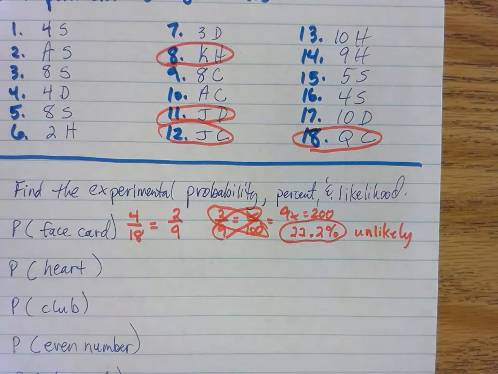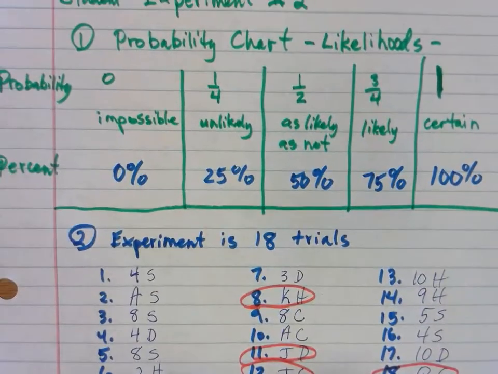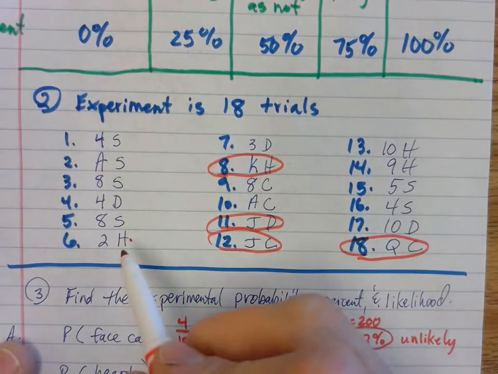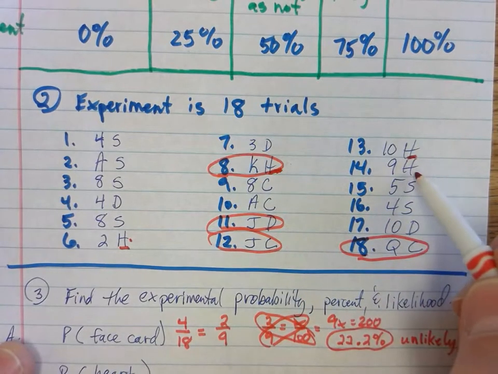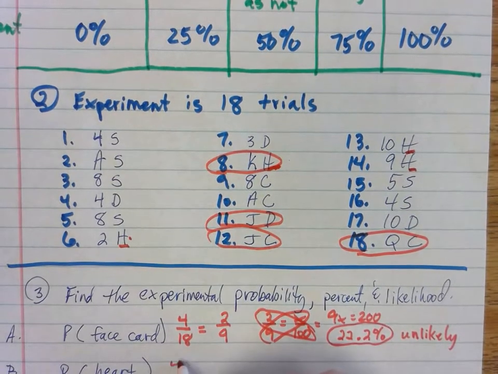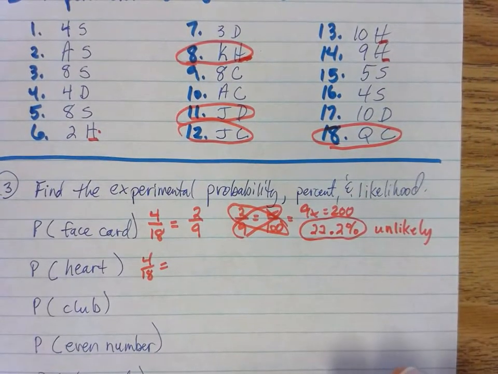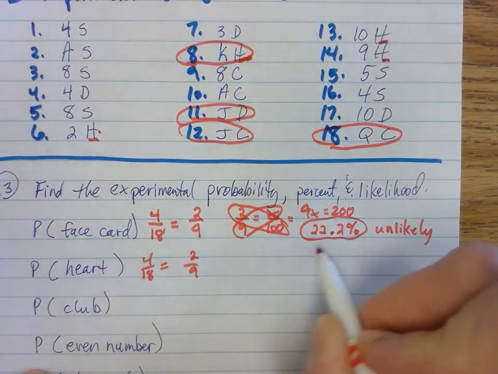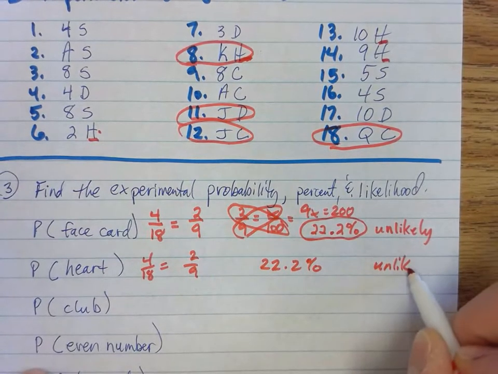Unlikely. Let's see about hearts, though. I don't remember how many hearts I got. I felt like I was getting a lot of spades at one point, but let's see. So let's find out the probability of hearts. There's 1 heart, 2 hearts, 3 hearts, 4 hearts. So for me, that's going to be the same answer, because I got 4 out of 18. 4 hearts out of my 18 trials, not 4 out of 52. Again that would be 2 ninths, which would be 22.2%, and the word again would be unlikely.